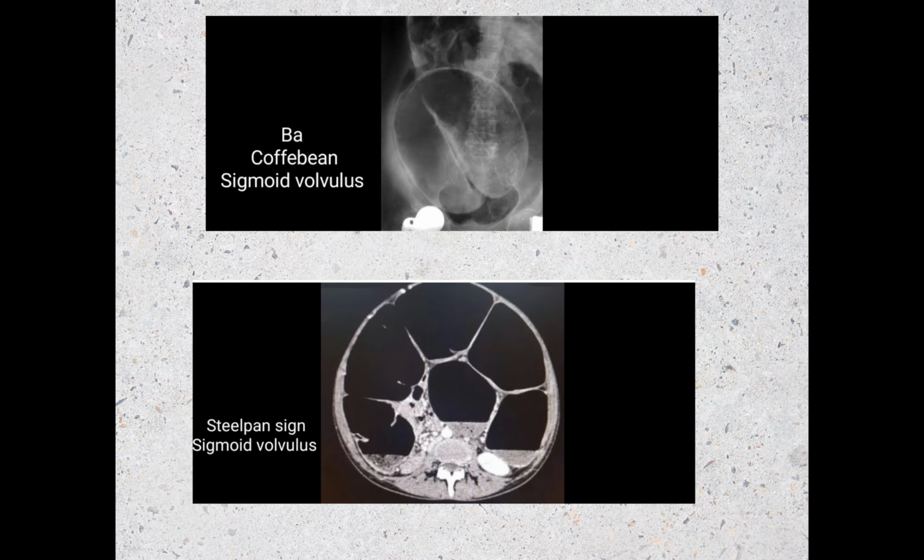Then next we have the sigmoid volvulus. In the sigmoid volvulus barium image we will have the coffee bean sign, and the coffee bean will be towards the apex, towards the right side. Then next we have the steel pan sign in the transverse section. In the CT image, steel pan sign. Coffee bean in the steel pan. Imagine a coffee bean in a plate.